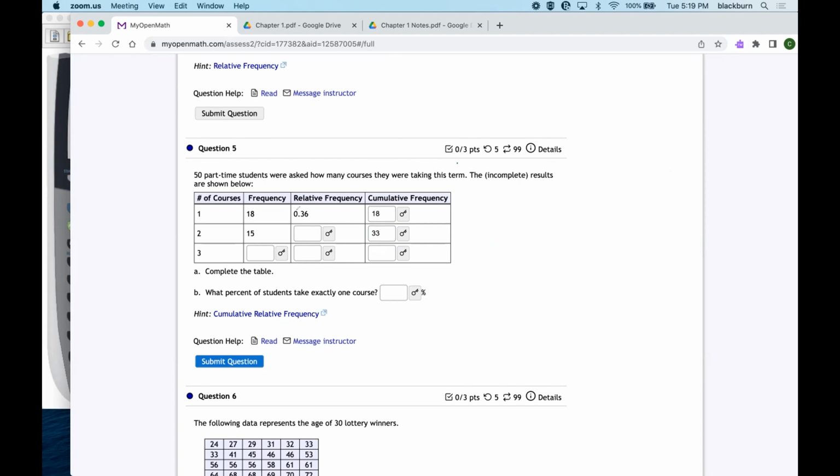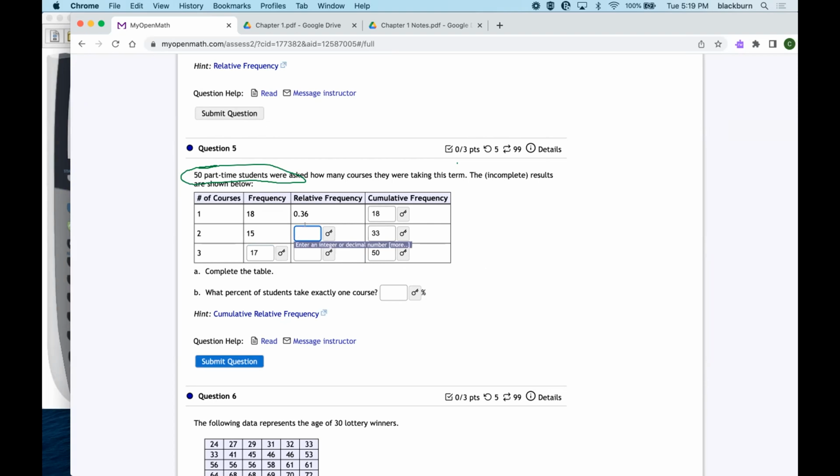So 50 part-time students right here. That means that this number right here has to be 50, because the total cumulative frequency has to be 50 at the end. So the last number in that column is always going to be the total number that were surveyed or whatever. So then how many is going to get us from 33 to 50? Well, 17.